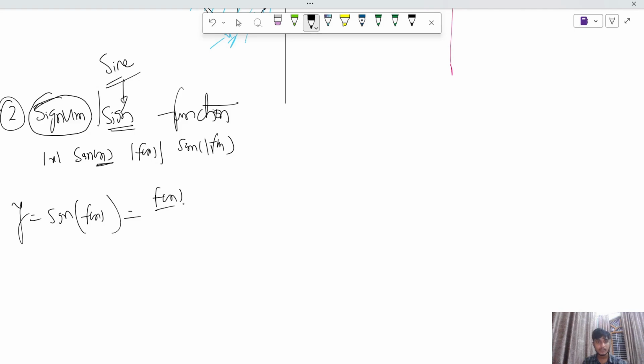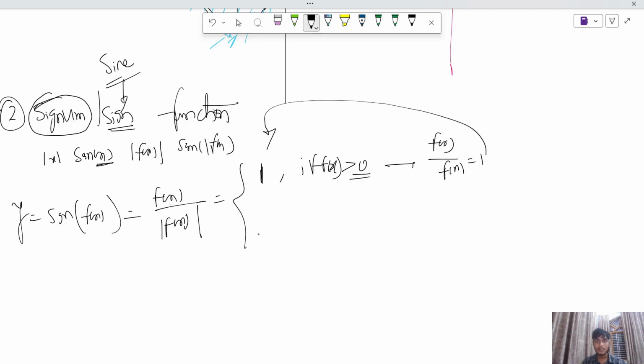Okay, f of x by mod f of x. I think you already know this. Mod f of x by f of x will be 1 if f of x is greater than 0, meaning f of x is positive. And it will be minus 1 if f of x is less than 0, because then mod f of x becomes minus f of x, so the value becomes minus 1.